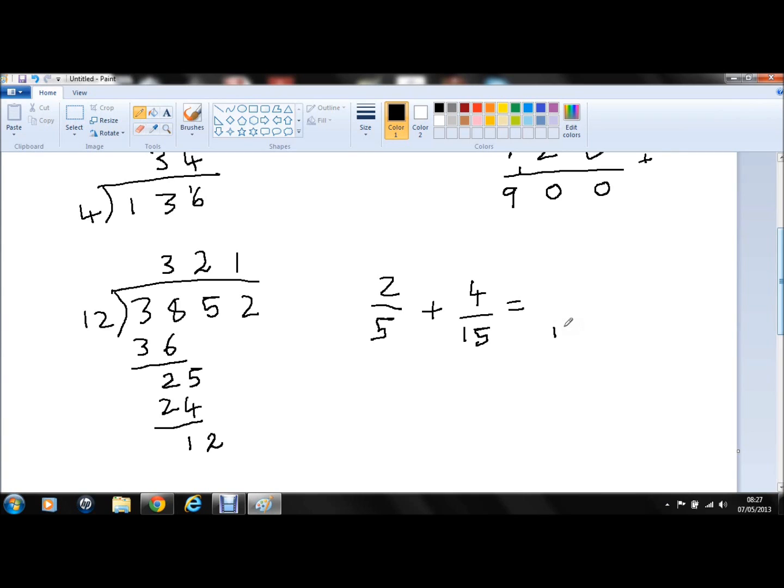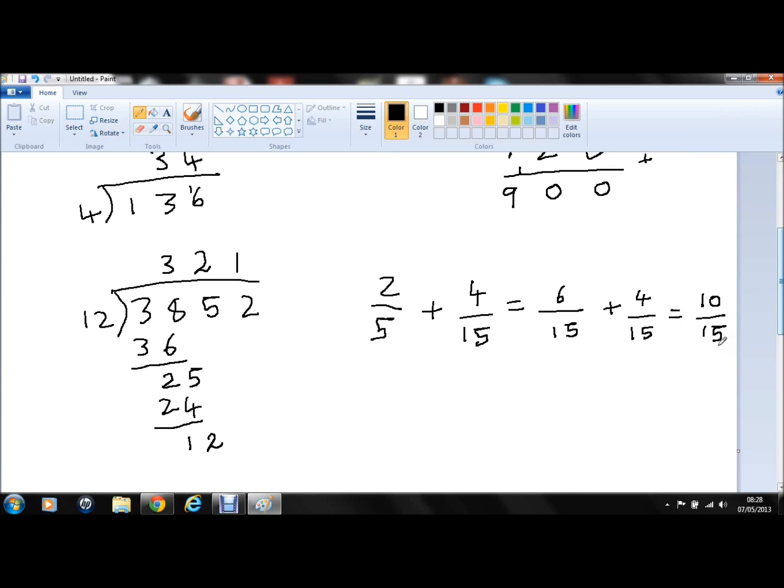5 3s are 15. 2 3s are 6. So 6/15 is the same as 2/5. It's equivalent. I'm going to add on to that 4/15. And that makes 10/15.